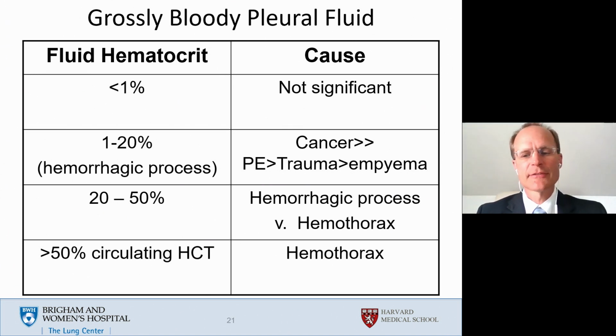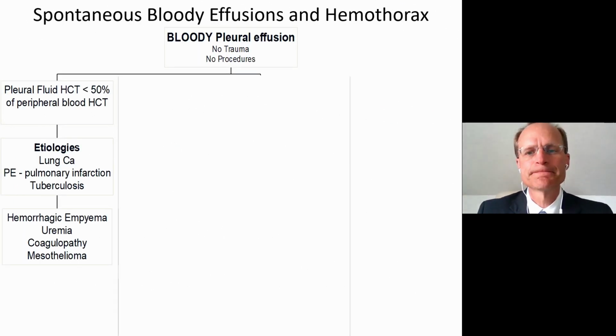And if we follow the hematocrit of the fluid, a hematocrit of less than 1% is not significant. 1 to 20% is a hemorrhagic process, such as malignancy, pulmonary embolism with infarction, trauma, empyema with hemorrhage. 20 to 50% of the circulating hematocrit, or greater than 50% of the circulating hematocrit, is almost by definition a frank hemothorax or frank hemorrhage in the pleural space.